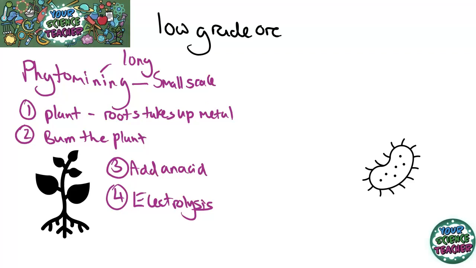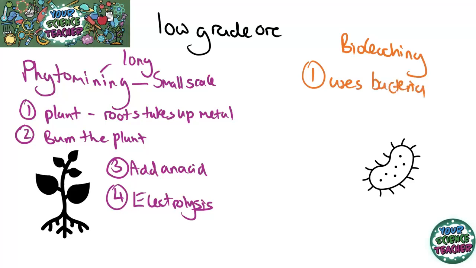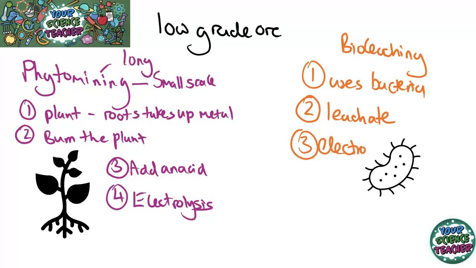So let's have a look at another technique, and that is bioleaching. And bioleaching essentially uses bacteria in order to extract the metal from the ore. And just like phytomining, it does take quite a long time, but what you end up with after placing this bacteria on there is a solution called a leachate solution. And just like with last time, this leachate solution needs to have an electrolysis carried out of it, and then you can collect your metal from that solution that's formed.